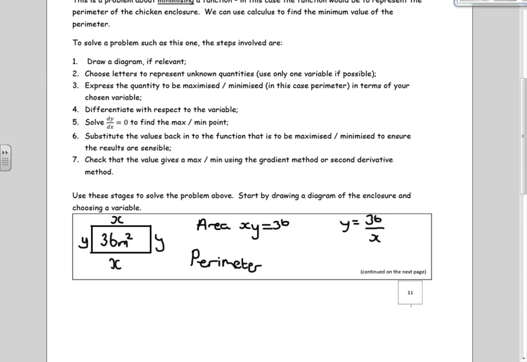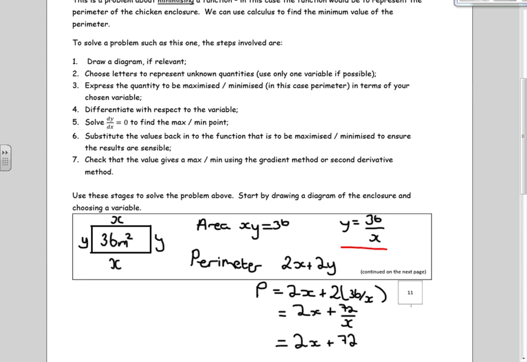So the perimeter could be found by doing 2x plus 2y. But of course now we need to substitute in y equals 36 over x, which would give us p equals 2x plus 2 lots of 36 over x, which is the same as p equals 2x plus 72 over x, or 2x plus 72x to the minus 1.